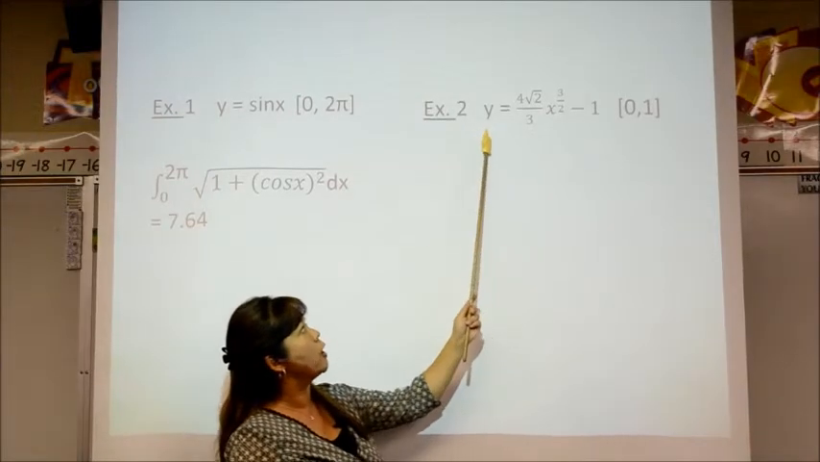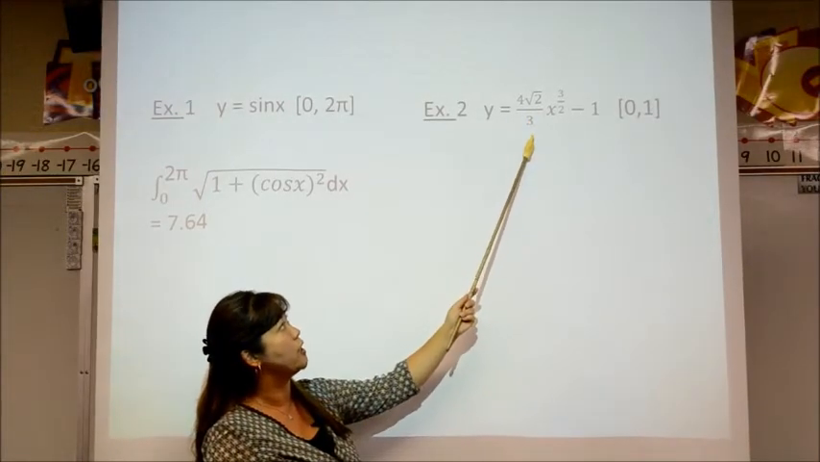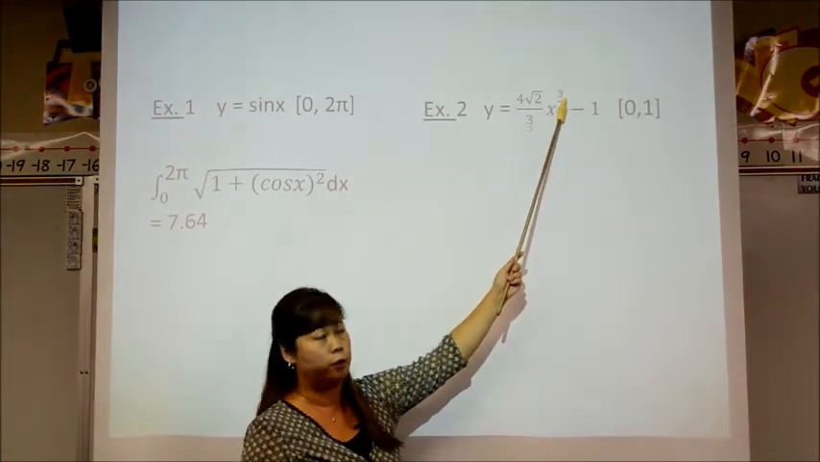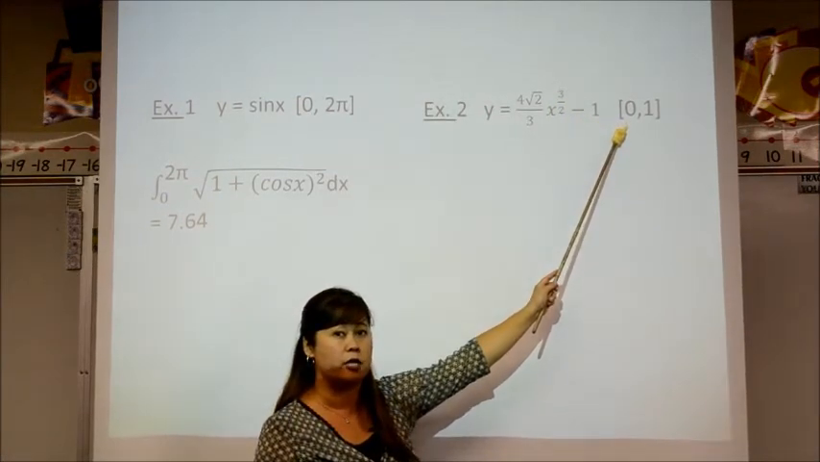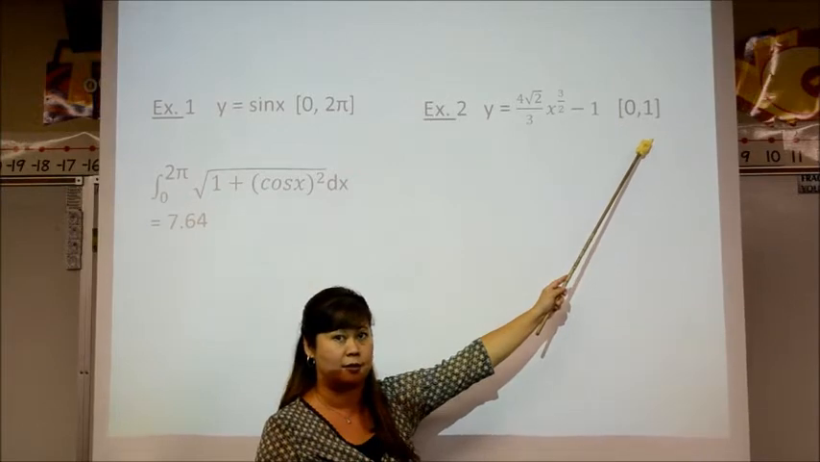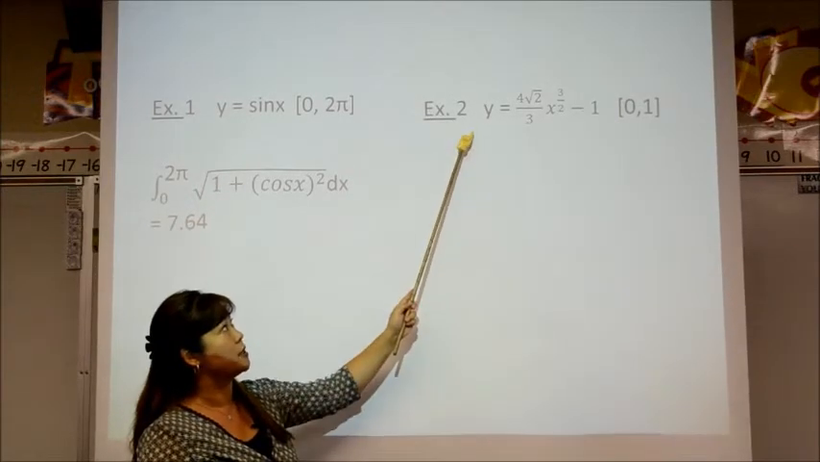Okay, now let's try example number 2. Example number 2 says y equals 4 square root of 2 over 3, x to the 3/2 power, minus 1. And the length of the curve that we're trying to figure out is between 0 to 1 on the x-axis.